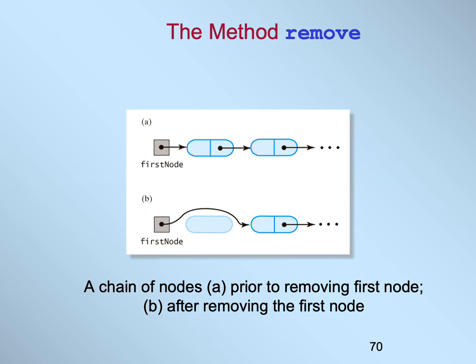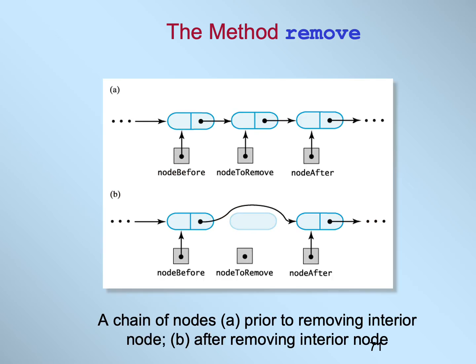To remove a node, the method remove is used. From this figure, we can see that when we remove the node, we don't have to shift the existing entries. Similarly, we would use the remove method to remove the interior node.